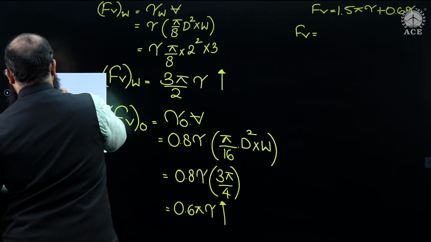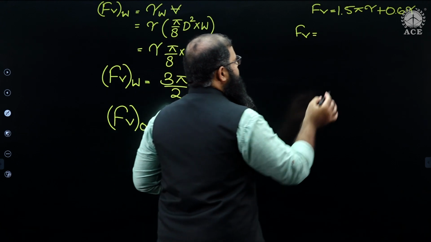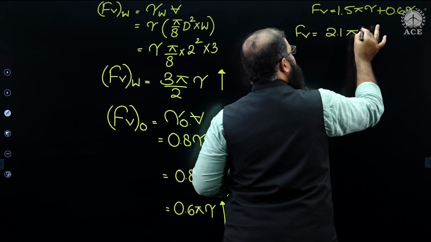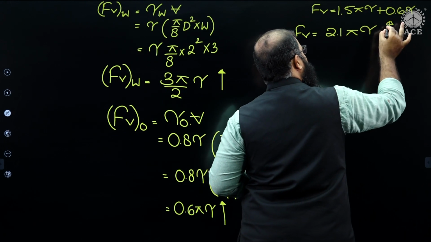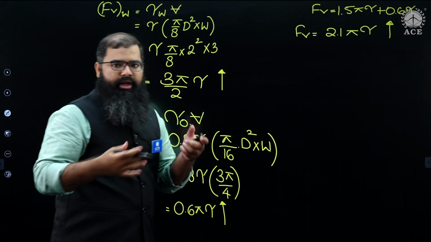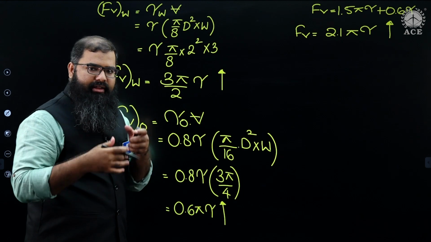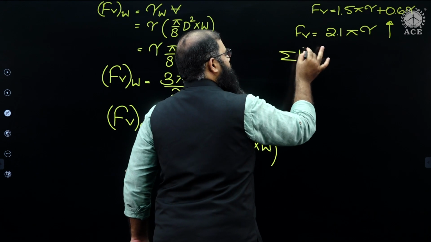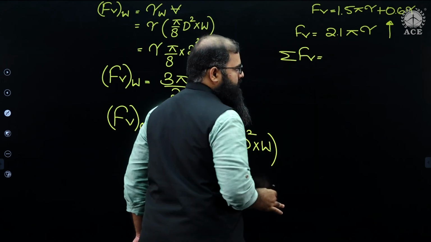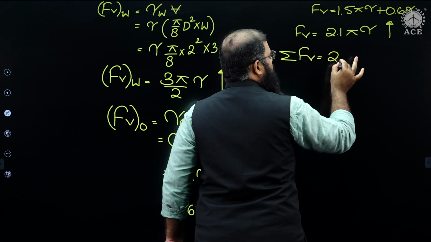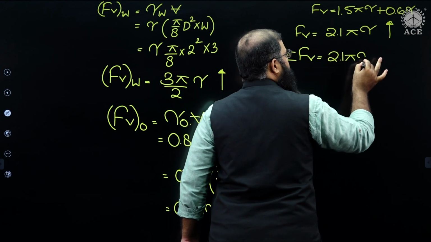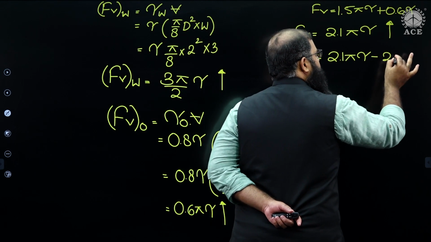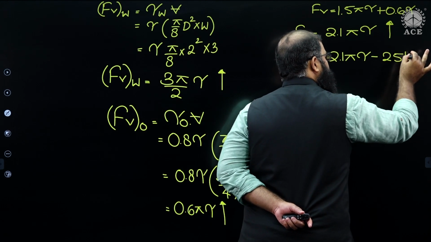The vertical thrust by virtue of fluids is equal to 2.1 pi gamma in the upward direction. Now consider the weight. Since he has given you the value of weight, let us also consider it to get the net vertical thrust. So net vertical thrust is equal to 2.1 pi gamma minus 25 kilonewtons.